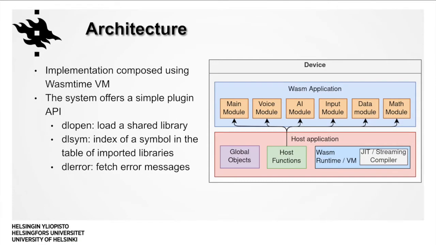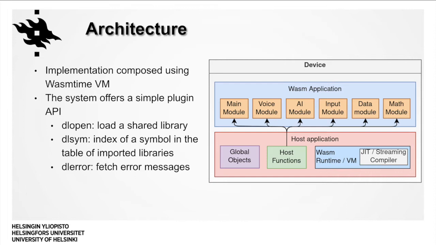The architecture shown in the figure is fairly simple. The host application acts as a runtime, providing an environment for a WASM application to run in. It maintains global objects to keep information crucial for the dynamic linking mechanism accessible at all times, such as host functions DLOpen, DLSym, and DLError that enable the dynamic linking process.